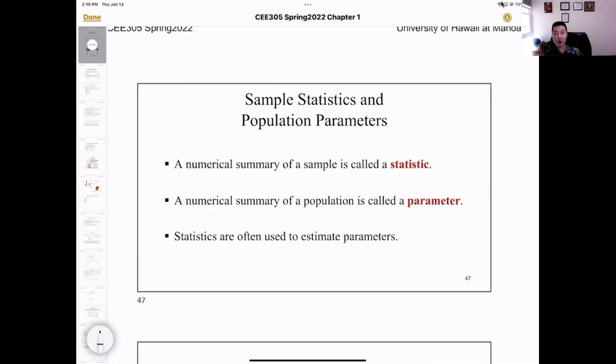A numerical summary of a population is called a parameter. The average diameter of the whole 1,000 rods is one type of parameter. So a parameter is about the whole population, and a statistic is about a sample. In this class, one of the major tasks is how to infer or get information about a certain parameter based on a statistic, using sample information to get information about the population.